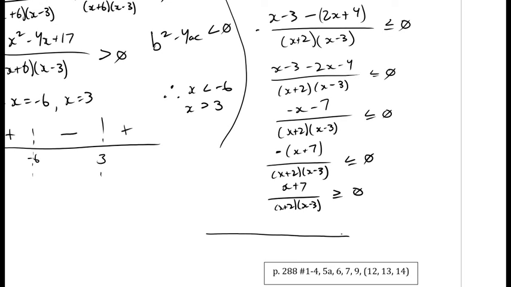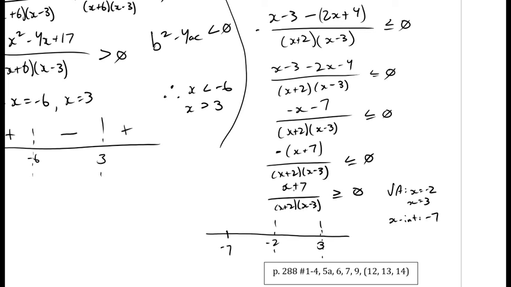So now I'm solving something a little bit different. Okay, so let's look at this. I've got my vertical asymptotes at x equals negative 2 and x equals 3. And I've got an x-intercept at negative 7. So negative 7 is an x-intercept. Negative 2 is an asymptote. And 3 is an asymptote.